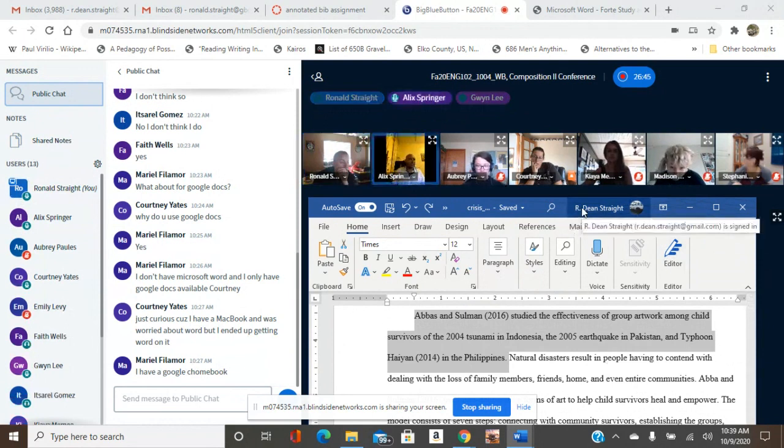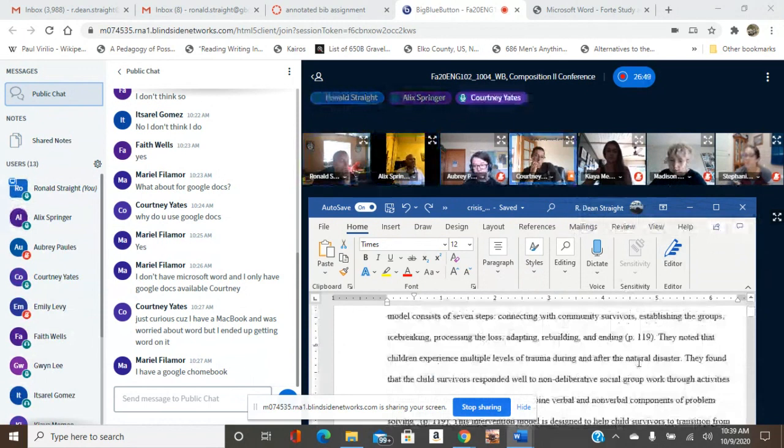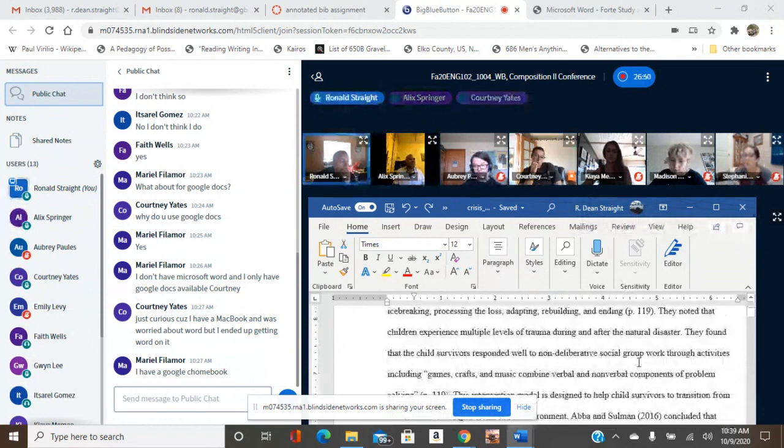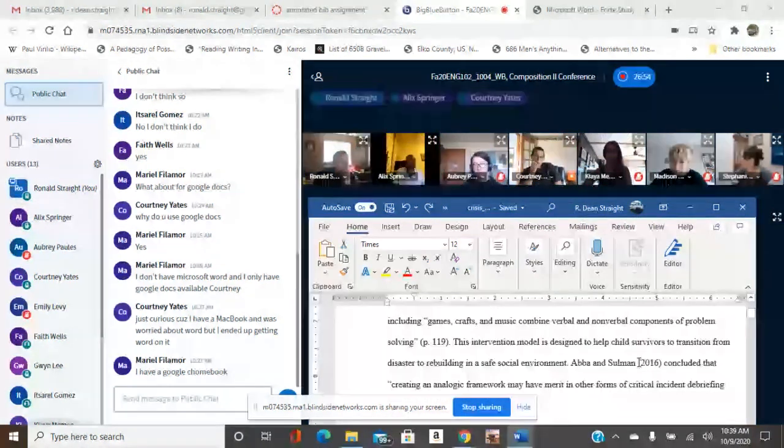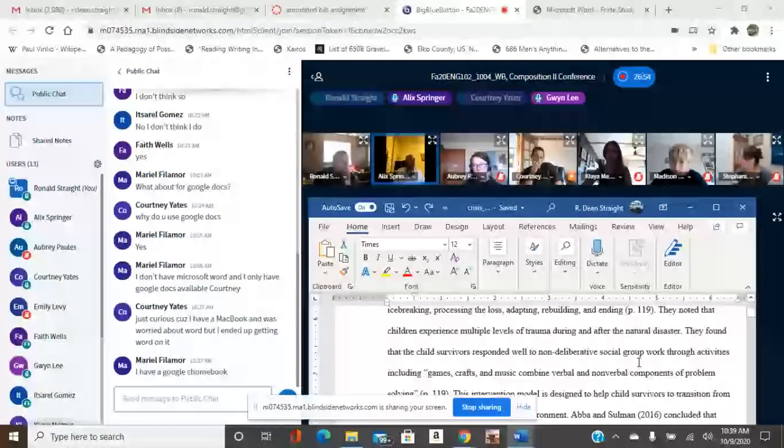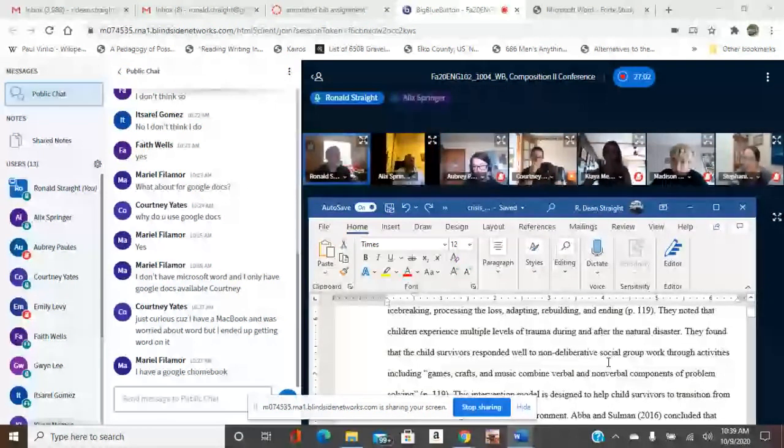The sentence started with "they." "They noted." Yeah, that sounds like it. "They noted the children experienced multiple levels of trauma." Yep, because here's why. The sentence before it has a citation, and the sentence after it has a citation. So it's sort of an implied citation, if that makes sense. You actually have a little bit of leeway to get away with that.